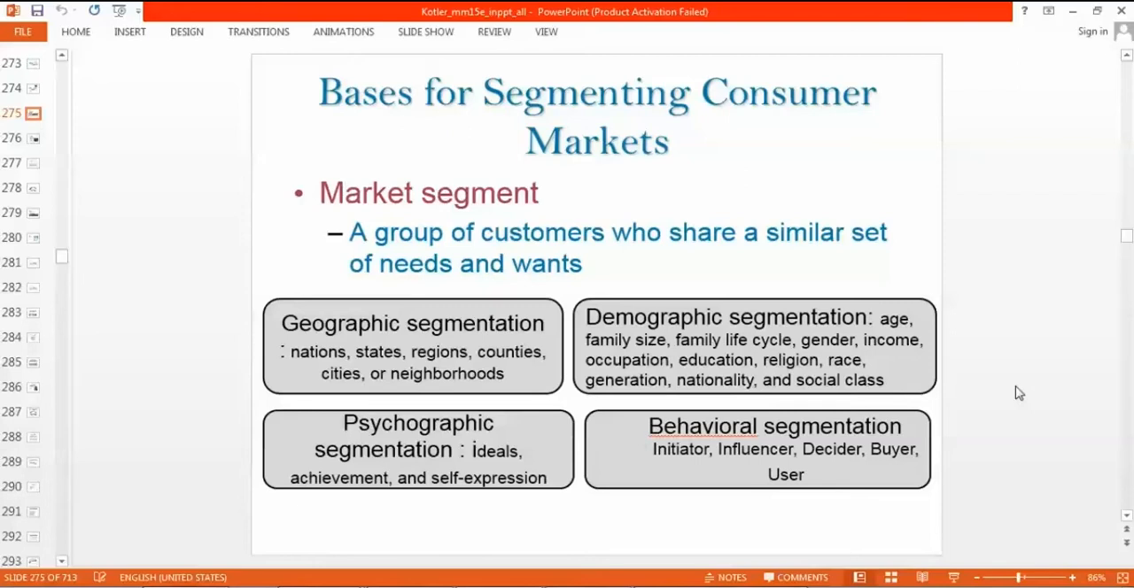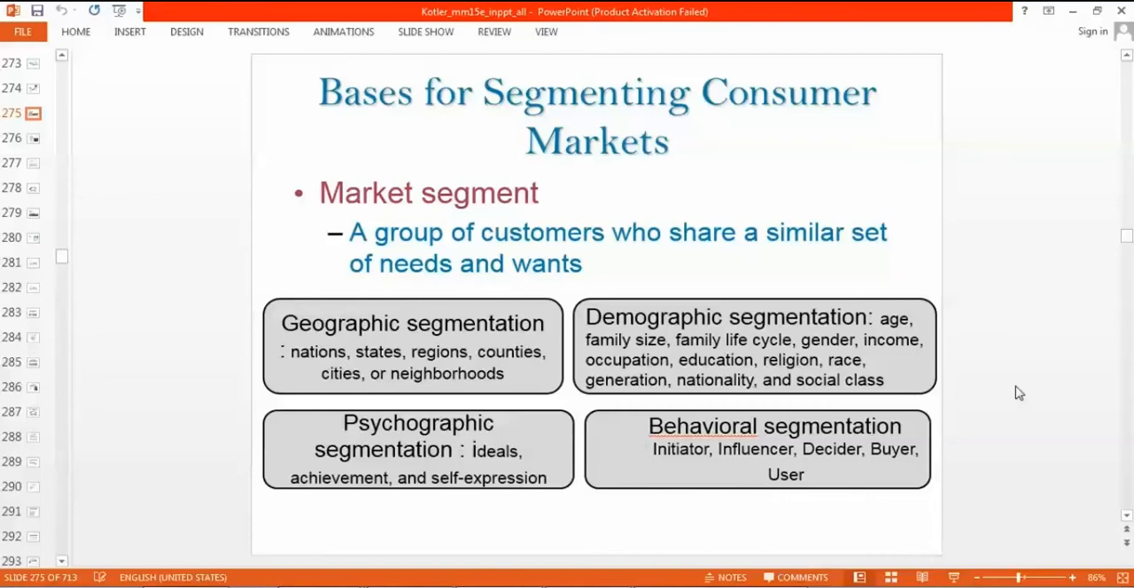Okay, and then behavioral segmentation. You would like to understand who are the initiator, the influencer, the decider, the buyer, the user. So what is the profile of each segment? Is Jolanda the initiator, or influencer, or decider, or buyer?